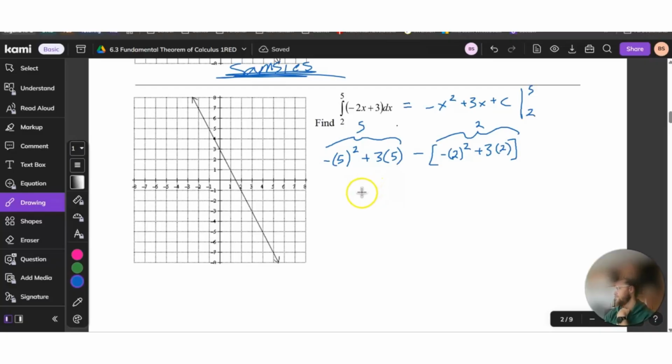But you didn't evaluate the c's. I didn't do the c's because we know they're going to cancel. All right, negative 25 plus 15.